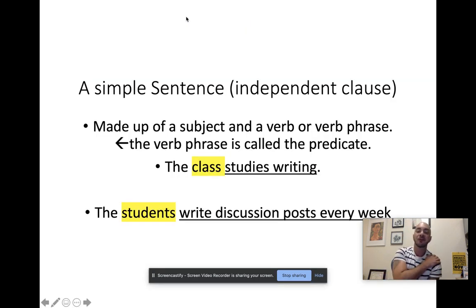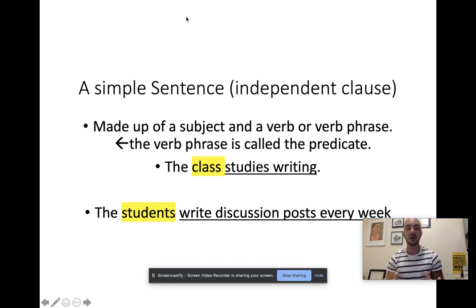So sentence fragments are a mistake that students often make in their writing. A sentence fragment is an incomplete thought or an incomplete sentence. One of the best ways to find a sentence fragment is to first be able to identify a sentence. A sentence is always made up of a subject and a predicate.